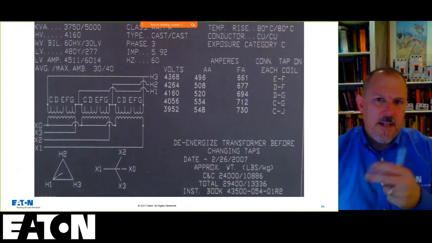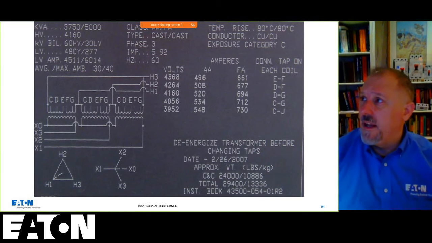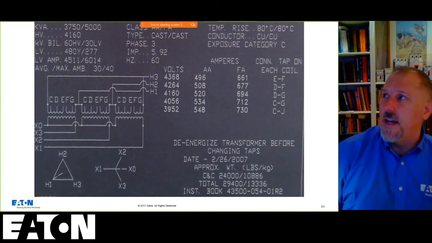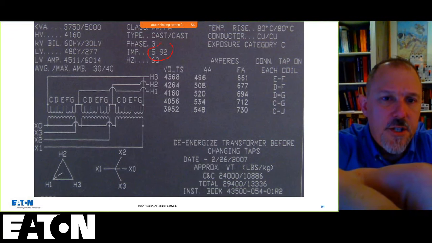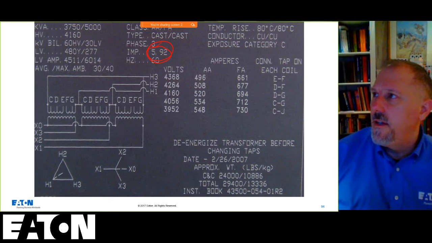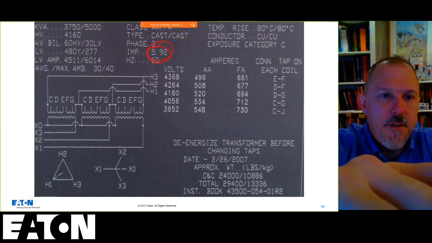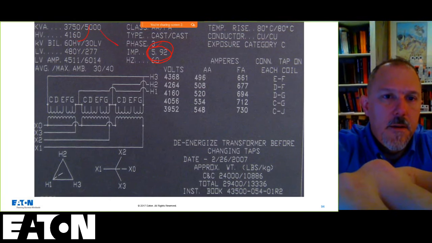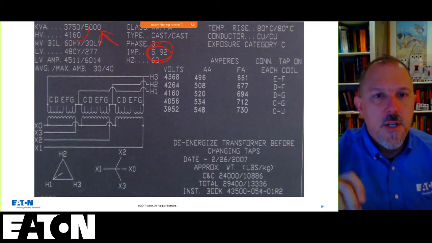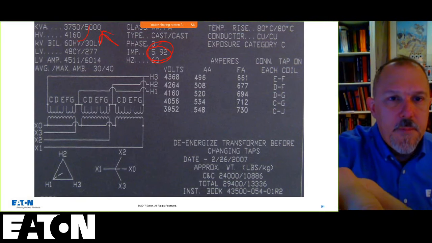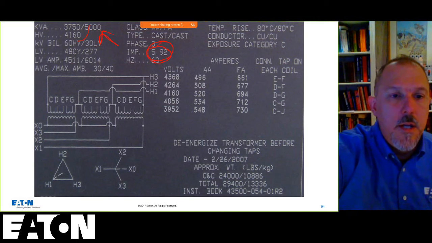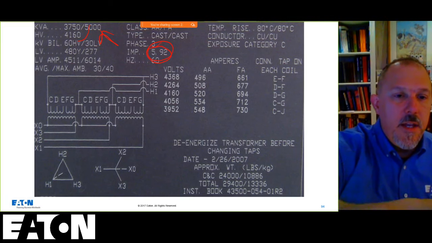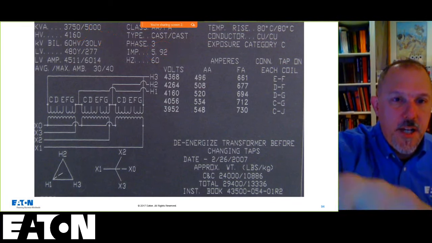This last example that I had is the nameplate from that 3750/5000. You'll see here that the impedance does not change, 5.92% impedance, but I have 3750 up here. I've got both of those. I've got AA/FA, I have 48277. I've got low voltage amps, 4511 and 6014. So the full load amps on the secondary will change.